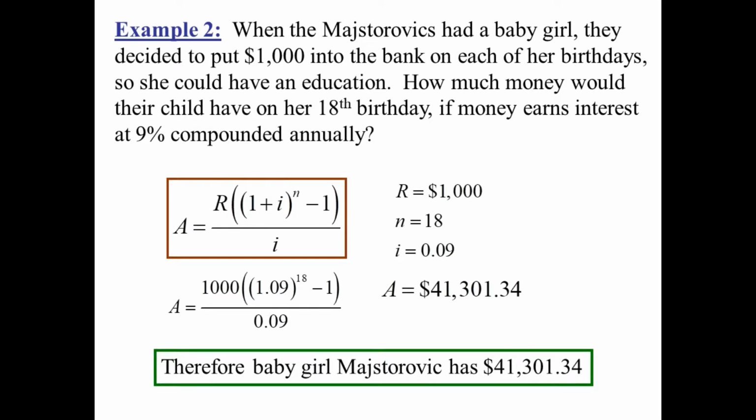Baby girl Majstorovich will have $41,301.34.